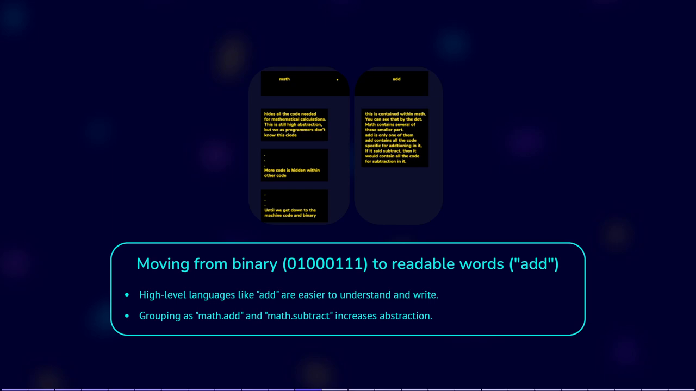Now, let's say we put add and a representation for subtract together, and we store those two in math. That might look like math.add and math.subtract. This is then one level higher than simply add. The more we hide code and functionality inside other code, the higher level the language, and usually the closer we are to human language.